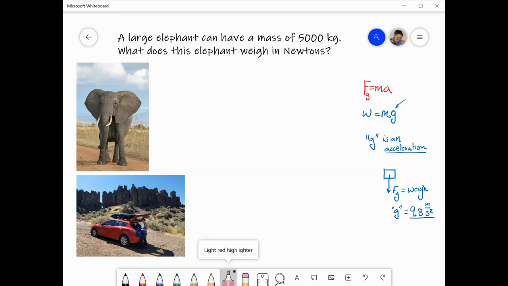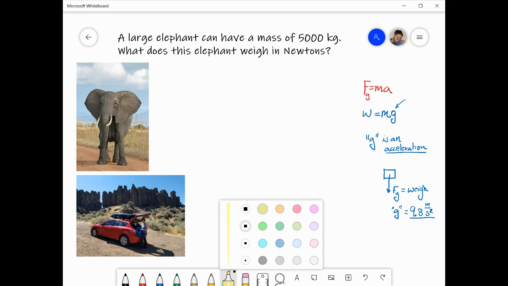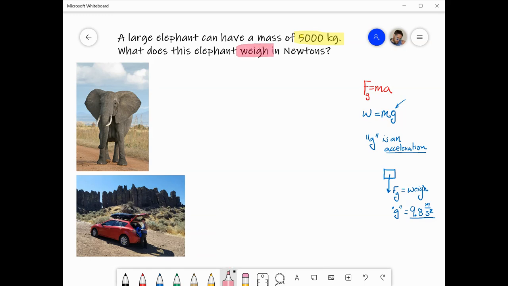And the question that's up above here asks this. It says, a large elephant can have a mass of 5,000 kilograms. So it's just a single piece of information that's given so far. And then it tells us a little bit later in here, what does the elephant weigh in newtons? This doesn't seem like enough information to do a problem that has 3 variables. And the reason why only 2 variables are given is that one of the 3 is well known. And that variable is this one right here, this acceleration because of gravity.